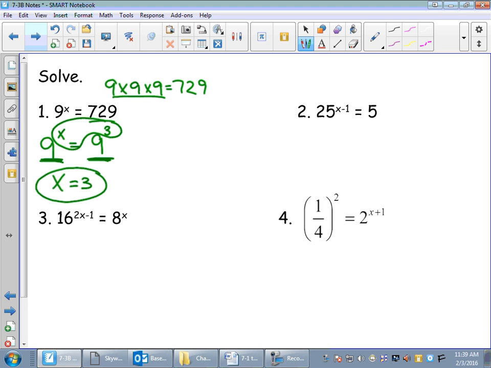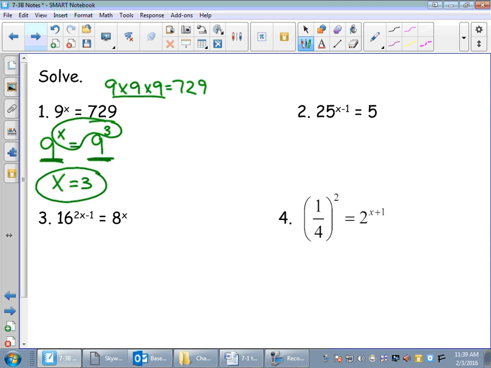Okay, so one of the clues that you can use here, notice I had 9 and I had 729. Take the bigger number and try to write it as a power of the smaller number. So looking at number 2, I'm hoping that that just makes sense to you, and hopefully you know this, you don't need a calculator.